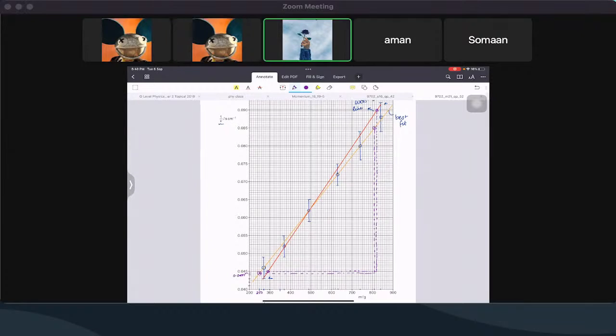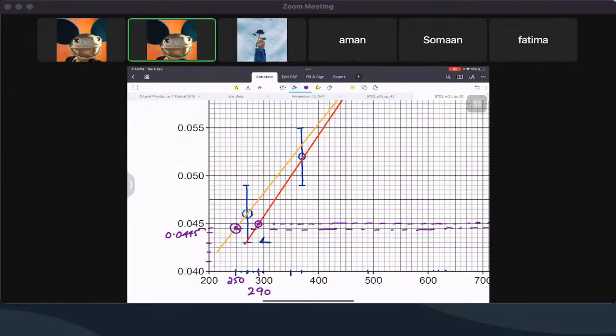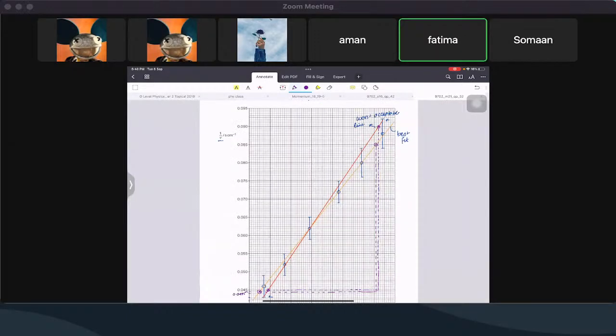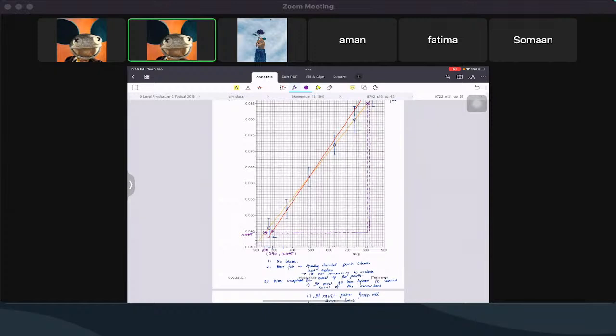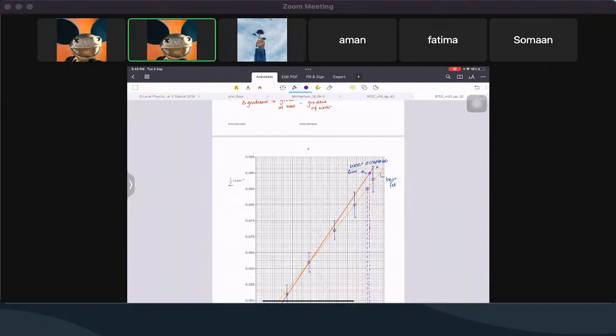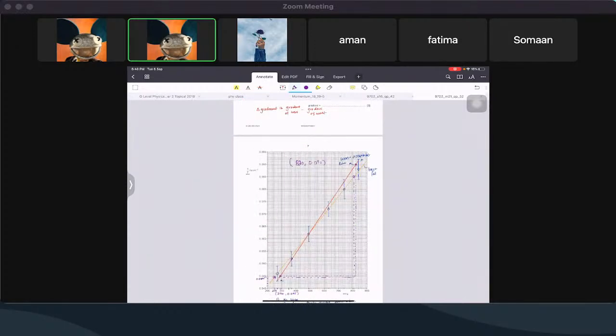Okay. Now, this point is 290 and 0.045, and the other point is 820 and 0.090. So I'm going to take these points, so let me write it down here: 290, 0.045, and 820, 0.090. Okay, fine.